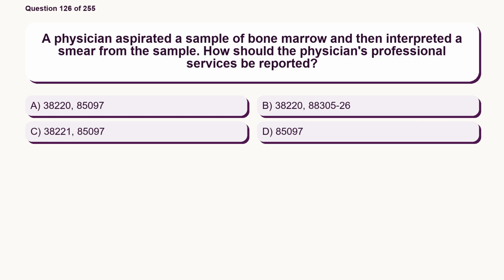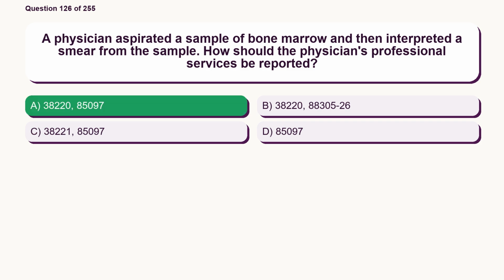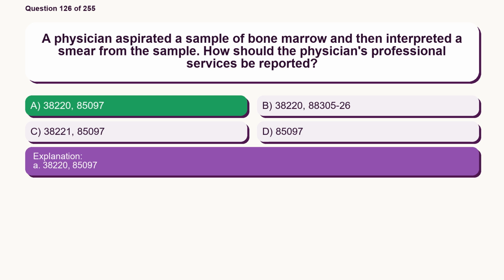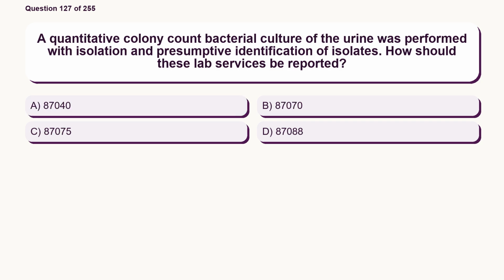Option A, 38220, 85097. Option B, 38220, 88305-26. Option C, 38221, 85097. Option D, 85097. The correct answer is option A, 38220, 85097.